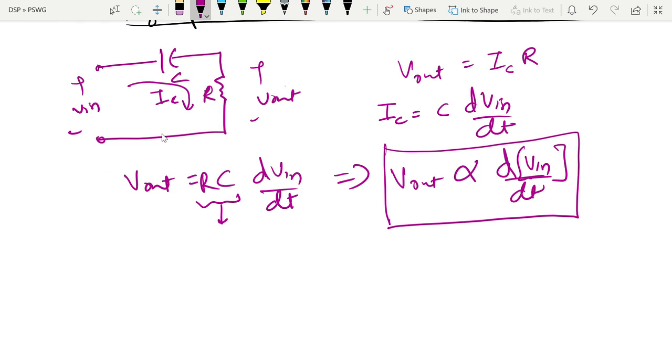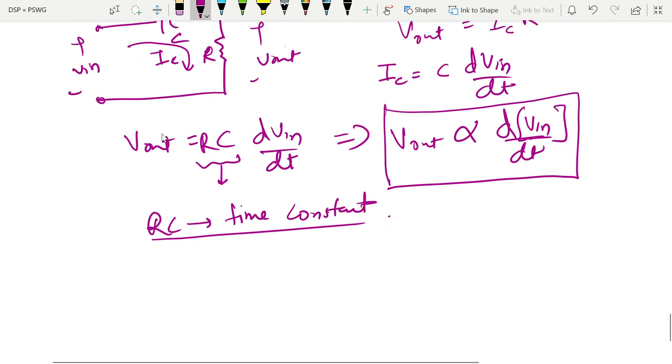So in this case, what will RC be? Here RC will be the time constant, and it is a constant time constant. It shows how fast the capacitor will charge and discharge, and how well we get the waveform after differentiation. A lot of this depends on this time constant RC.